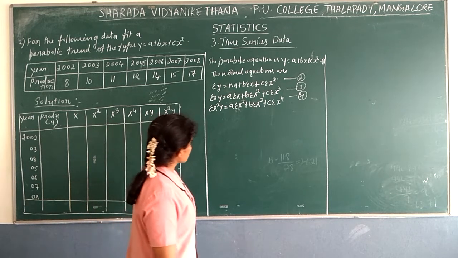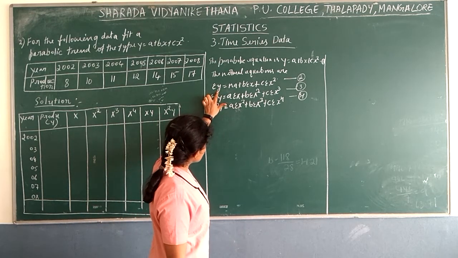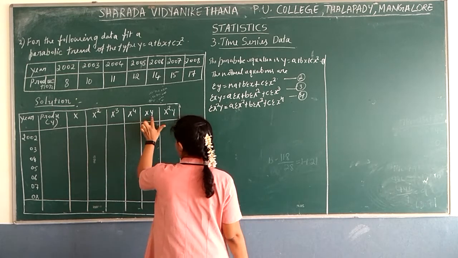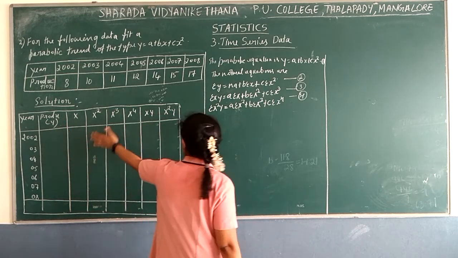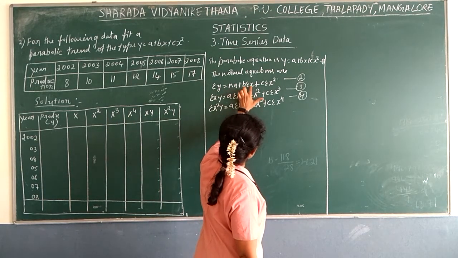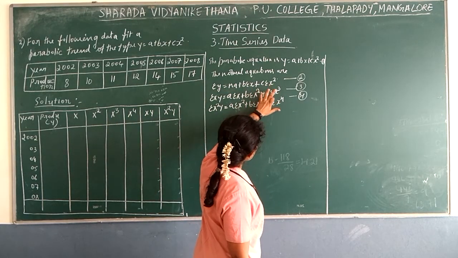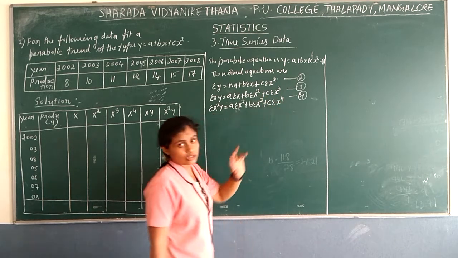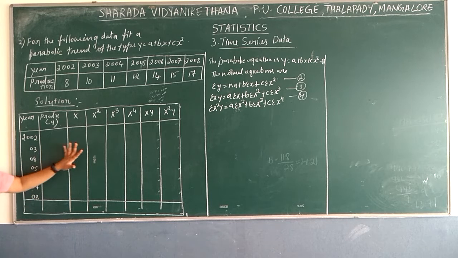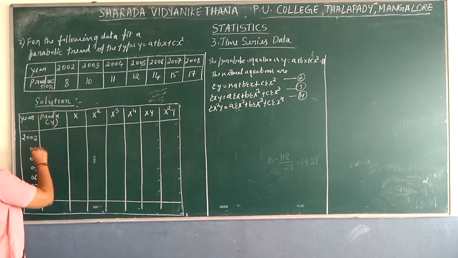Now you will get to know you need to prepare the columns of sigma y, sigma xy, sigma x square y, and y. Then you require the x column, x square, x cube and x to the power 4. So based on that we will prepare the columns. Now we will complete the table.